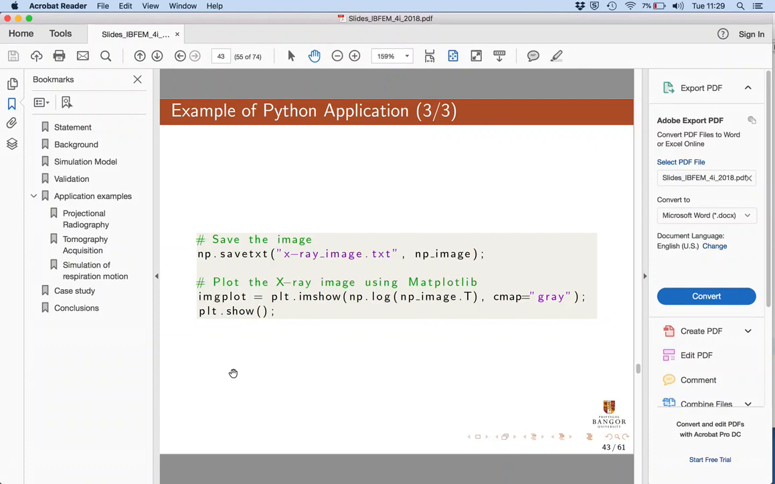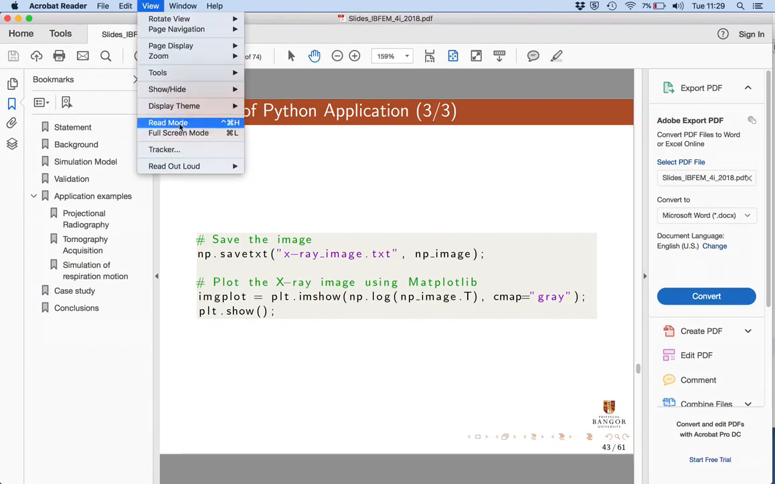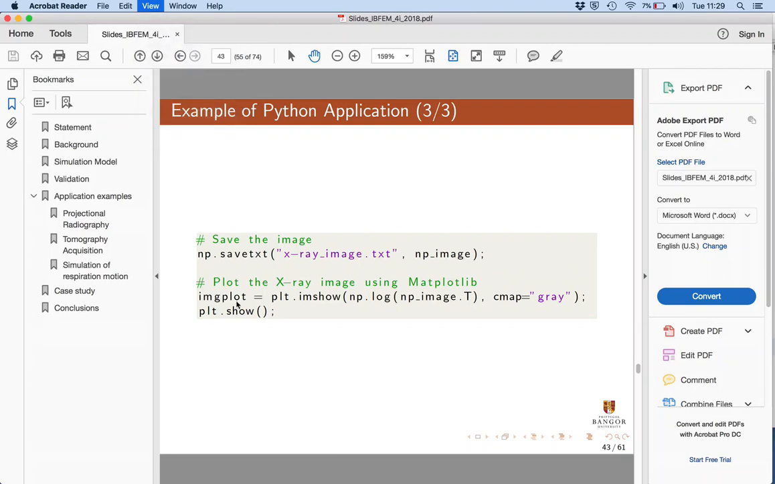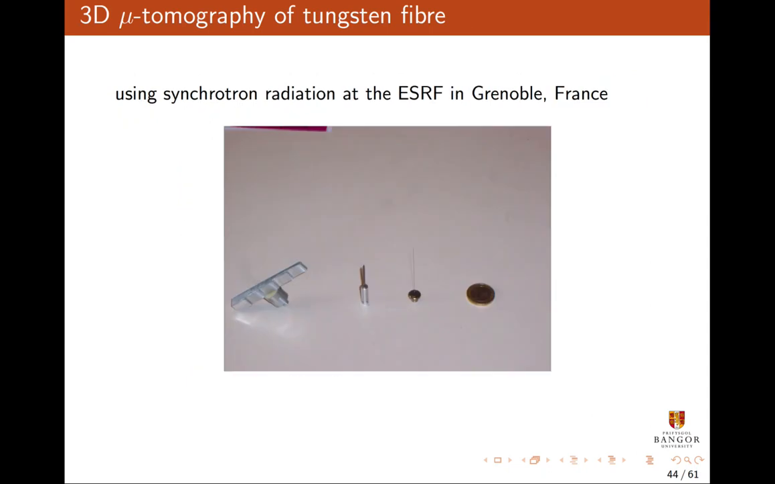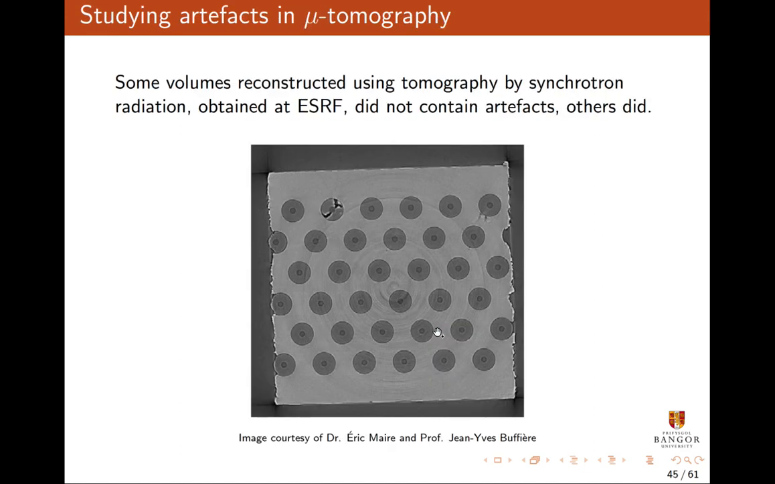So I use Python to do an application about material science. We're going to focus on 3D micro-tomography of a tungsten fiber, and the data has been acquired at the European Synchrotron Radiation Facility in Grenoble. So we're interested in that little object. Here is a euro coin. That gives you an idea of the scale.